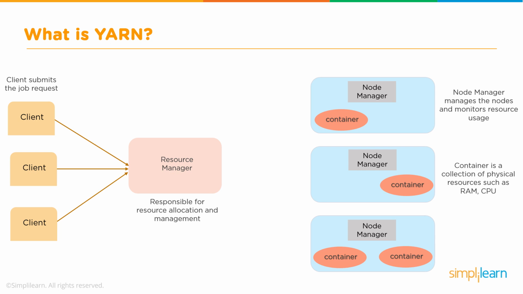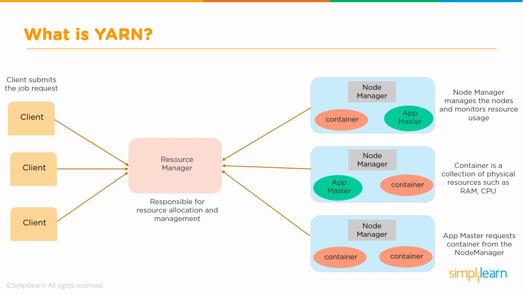So where are we going to put the physical resources when we're working with them? And you have an app master. The app master requests a container from the node manager. So your app master says, hey, node manager, I have a process going on. I need so much RAM and so much CPU. Can you do that for me? And these all go back to the resource manager, which is in charge of the overall big picture.